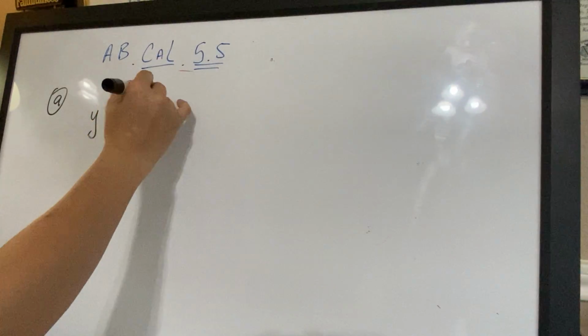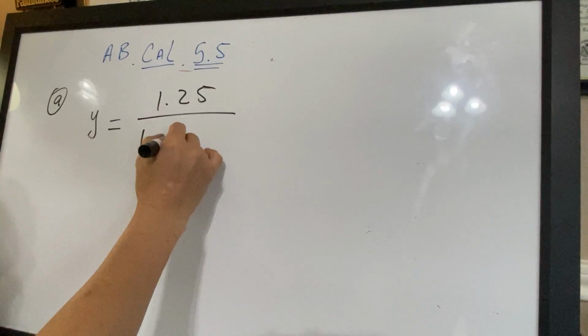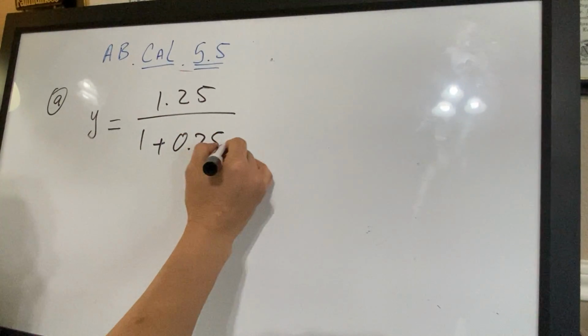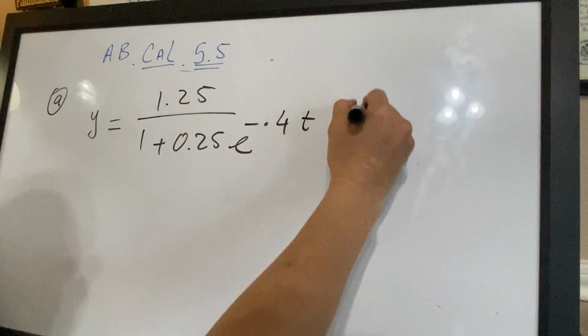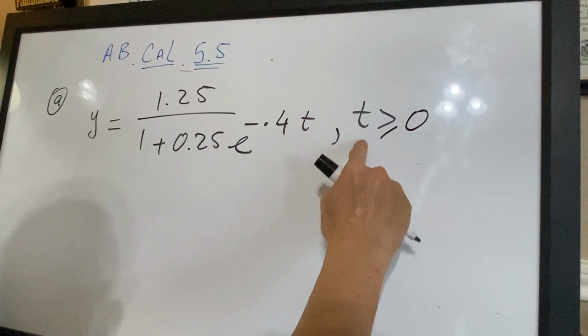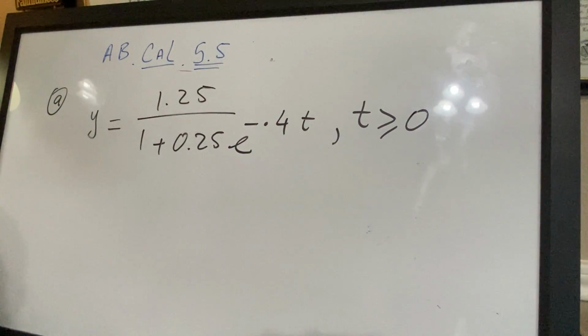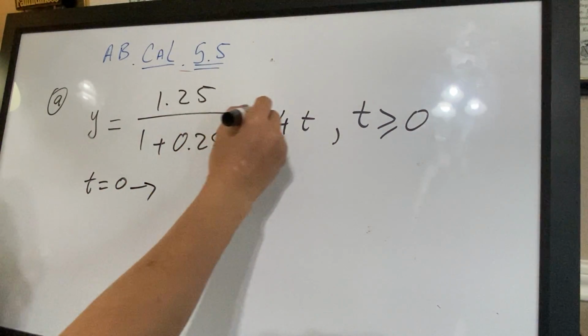We have a bacterial culture growing according to a logistic growth function. Logistic growth function, you have y equals, this is the model of certain bacteria, 1 plus 0.25 e to the negative 0.4 t. There we go. And they gave you a condition that t is bigger than or equal to 0. Start with time 0. So when t is 0, you plug it in.